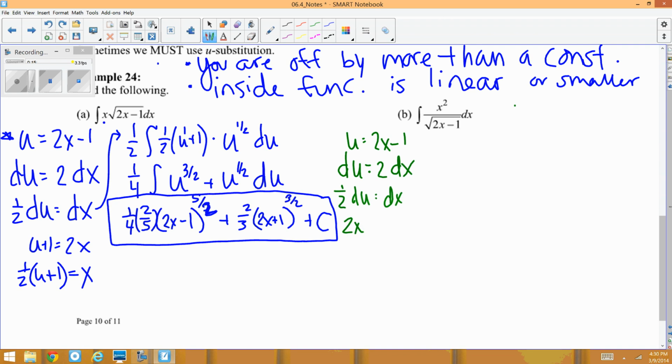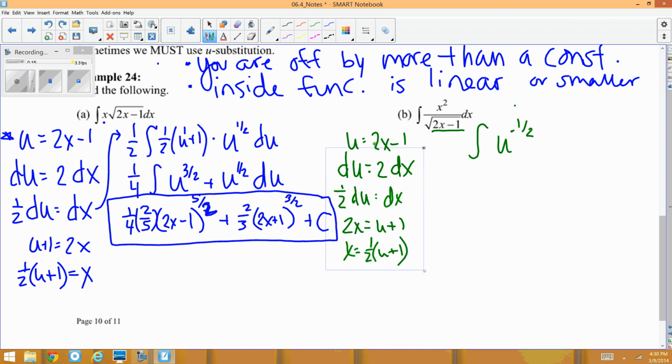2x equals u plus 1. x equals 1/2 times u plus 1. So it's not too bad. We're going to set it up similarly, okay? This time, instead of writing this, I'm going to write, see that 2x minus 1, okay? I'm going to write that as u to the negative 1/2.